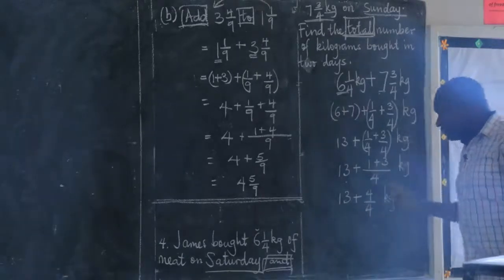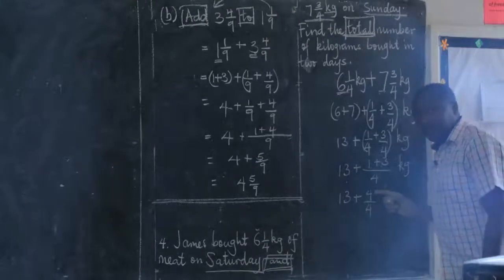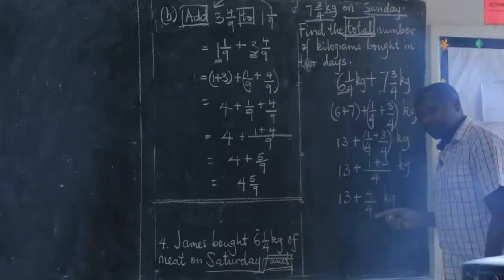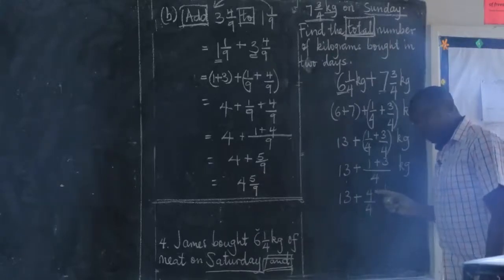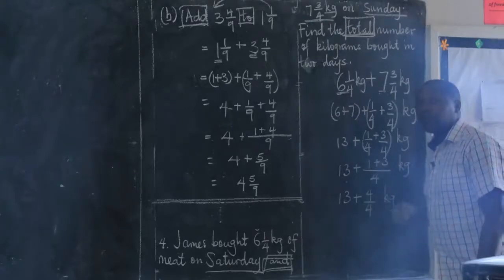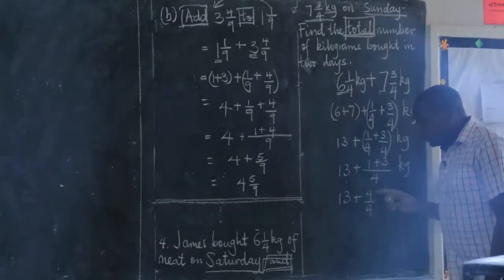Remember where we said, if the denominator is the same as the numerator, what does this mean? It is 4 divided by 4. And what do we say? You get a whole. So here when you divide, we shall get a whole.